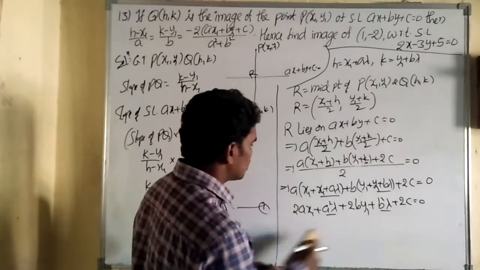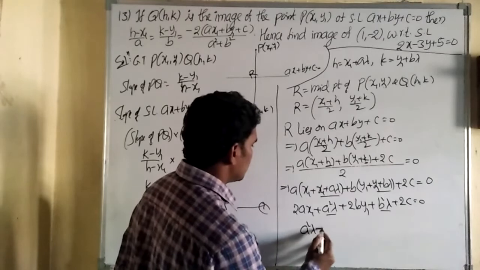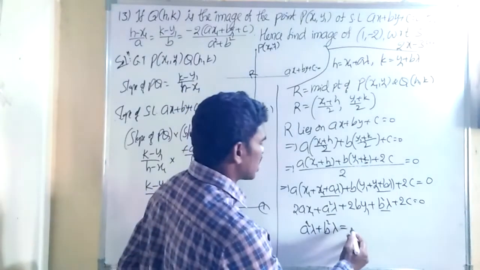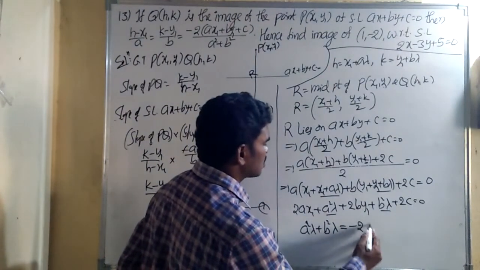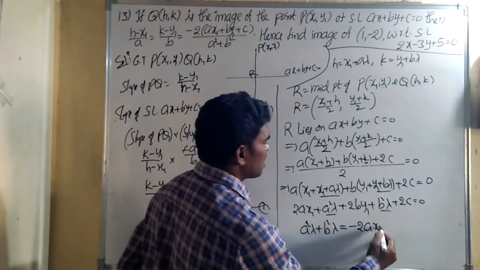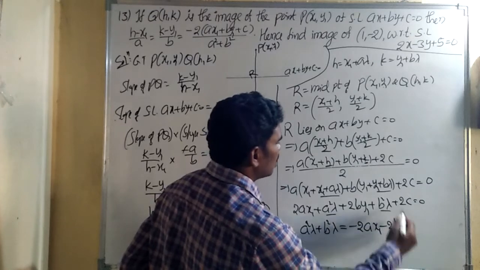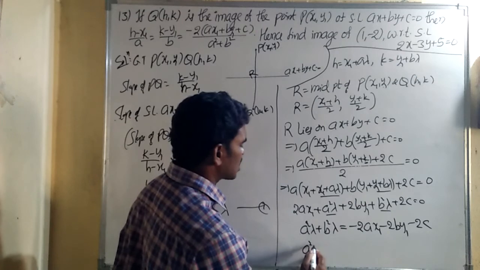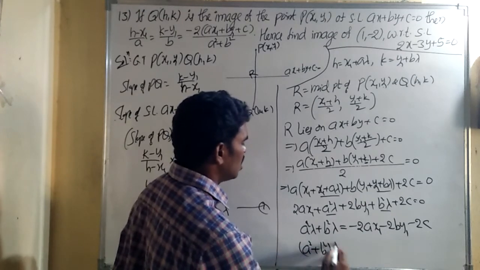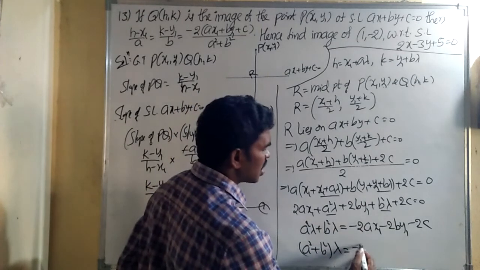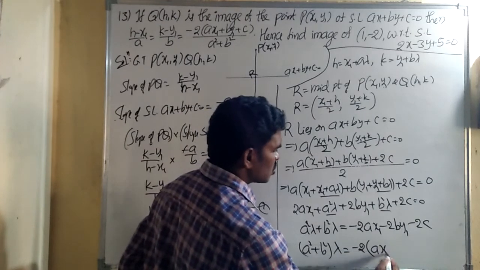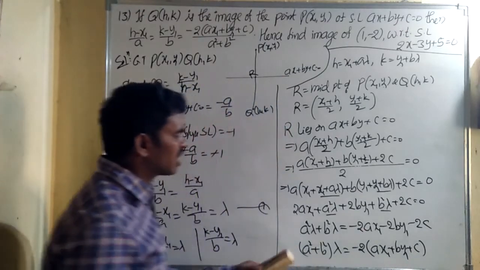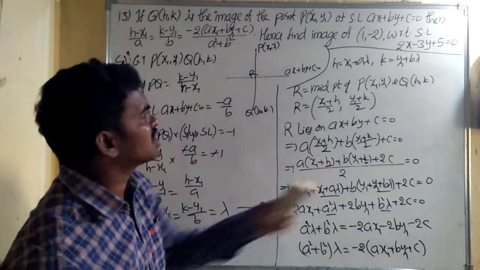Otherwise, I am writing one more step. a square lambda plus b square lambda as it is equal, sending the remaining terms to the right side. Plus 2ax1 sent to the right side becomes minus 2ax1, and 2by1 sent to the right side becomes minus 2by1, plus 2c on the right side becomes minus 2c. So in this, what is common? Lambda is common in the left terms, so (a square plus b square) into lambda. On the right, which is common? Very good. Minus 2 is common, so (ax1 plus by1 plus c). So we got it.